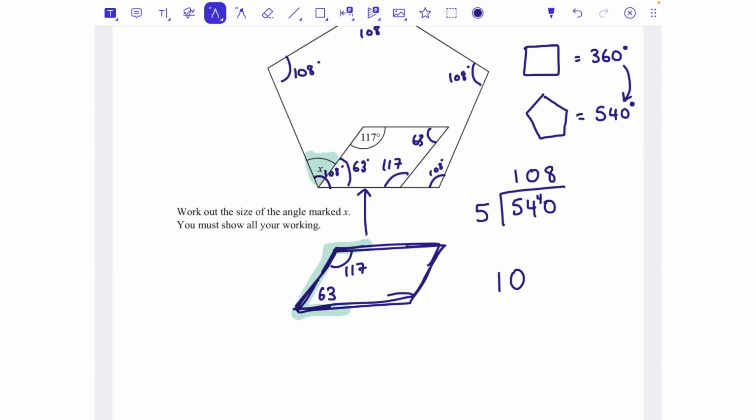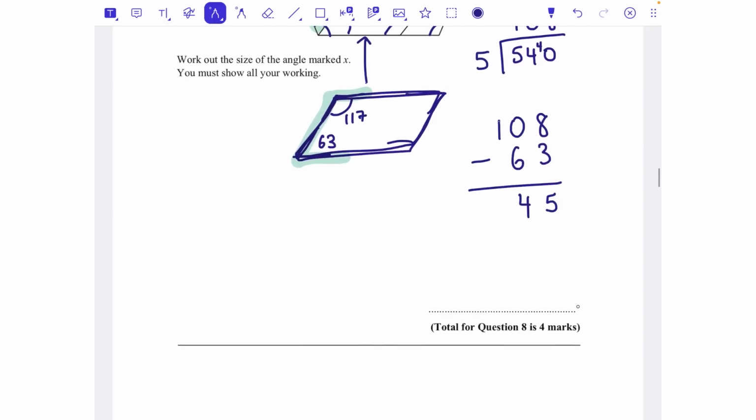So now we can just work out that the angle marked X here is just 108 take away 63. So 108 take away 63. 8 take 3 is 5, and 10 take 6 is 4. So we're left with 45 degrees, and that's our answer for angle X.